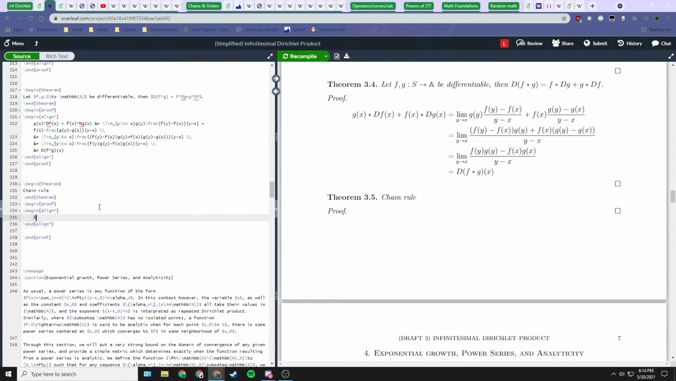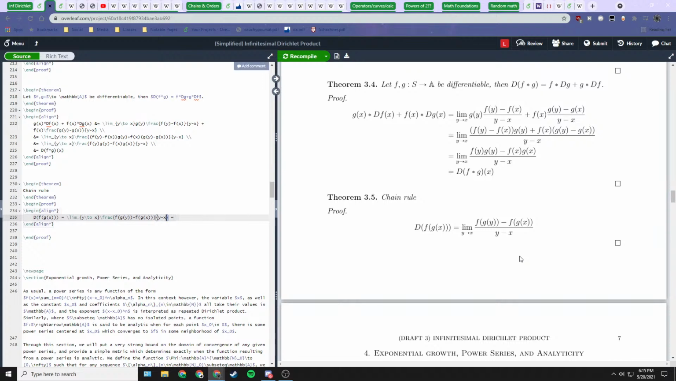our derivative, d of f of g of x, we want to say this is the limit as y goes to x of this fraction. So we have f of g of y minus f of g of x, and we divide this by y minus x. So this is the derivative definition.